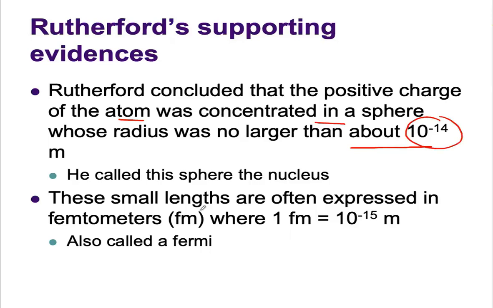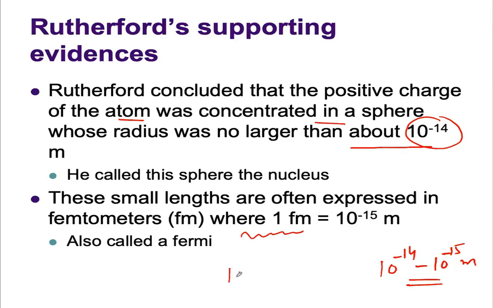So he considered that if this is the maximum distance, then the size of this nucleus should be around 10 to the power minus 14 to 10 to the power minus 15 meters. And this changes as the atomic number of the nucleus changes. So he derived the size of the nucleus in terms of femtometers.